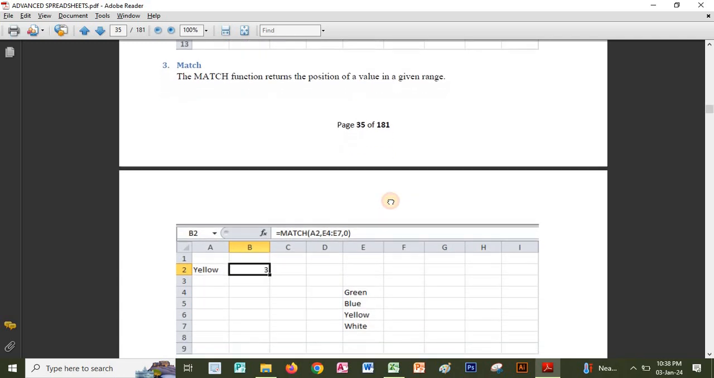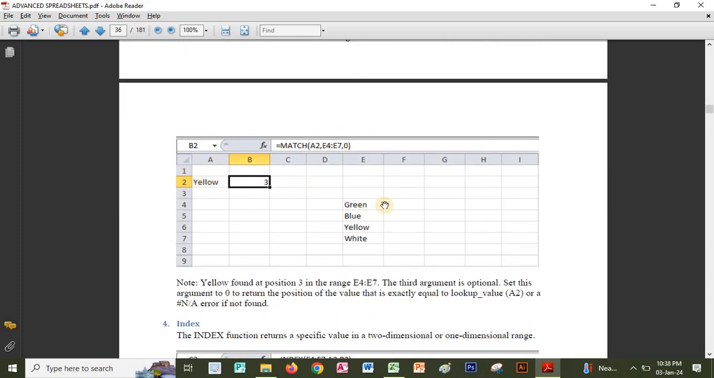And we can also work with matching. It returns the position of a value in a given range. So we are matching yellow. Yellow is, if we are matching in this group, in the third position.